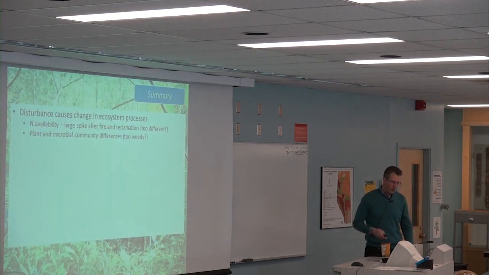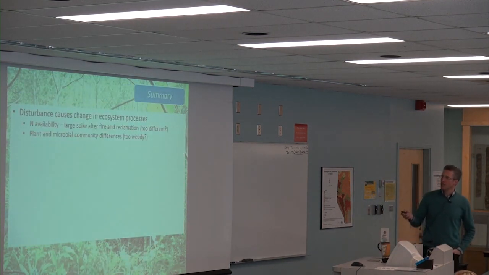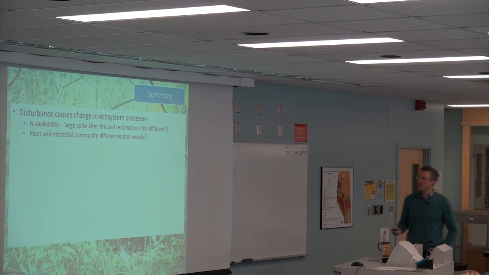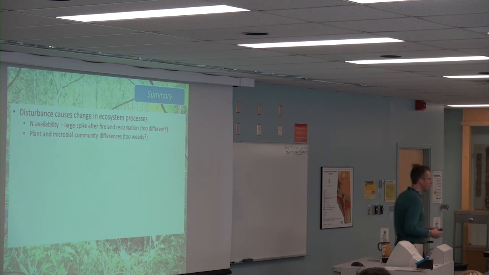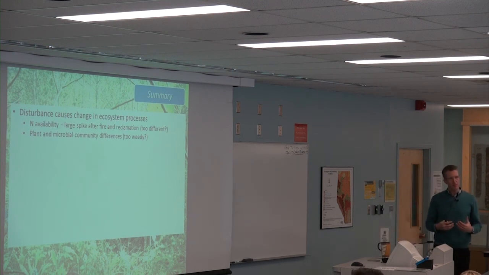Okay, so to summarize, I think that disturbance causes changes in ecosystem process. I think we can all agree on that. Nitrogen availability has a large spike after fire and reclamation, but are they different? Are they too different, right? So I think the question we need to answer is, is the magnitude of one or the other really different? In land reclamation, is it much higher than in fire for much longer? Plant and microbial communities change over time, but I think we need to answer the question, is it too weedy? In these sort of high fertility reclaimed environments, is the plant community that's coming back too weedy? And how can we change that?